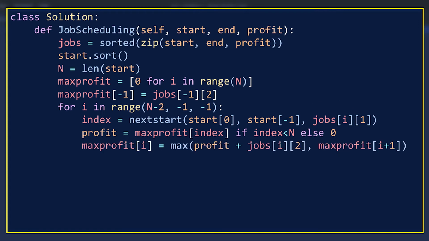The next thing to do is add the current interval's profit to whatever profit we found at the index. We then compare it with the maximum profit we had in the last iteration and then choose the one which has the maximum value right now. This will give us the maximum value up until that index.